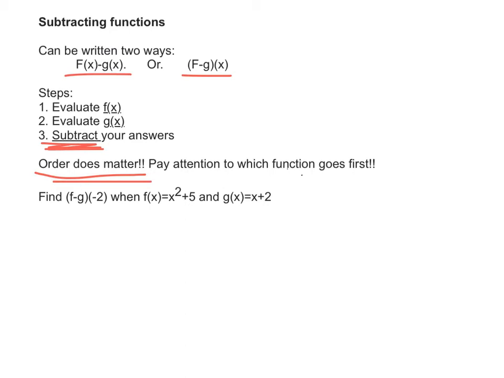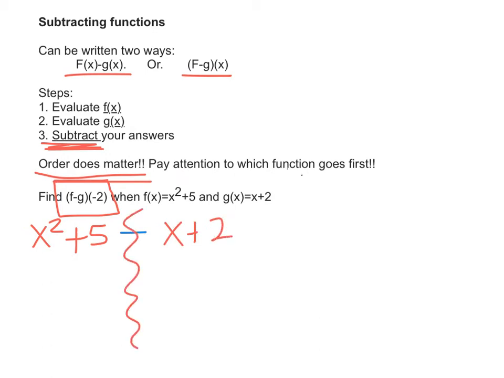So in this example, we have f minus g of negative 2. That means we want to take f and put that first, and then put the g second, and then subtract. If you get those out of order, your answer will be wrong. So f is x squared plus 5, and then we want to subtract g of x, which is x plus 2. Again, we want to do these separately. Do f first, and then g, and then we can subtract our answers.